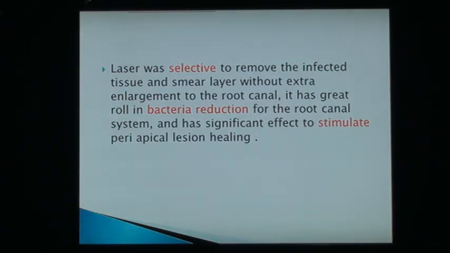Laser is selective to remove the infected tissue and smear layer without extra enlargement of the root canal. It has a great role in bacterial reduction for the root canal system and has a significant effect to stimulate periapical lesion healing. There is a lot to talk about regarding using laser for endo. I just want to mention one point here. Sometimes if we have a very big periapical lesion, we can lase the canal with diode, and this diode can be transmitted outside the apex and kill the bacteria in that area, outside the root.